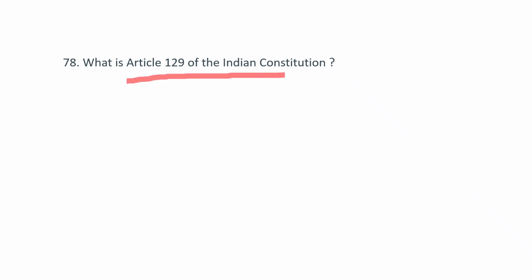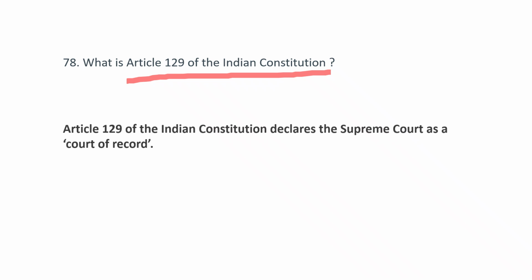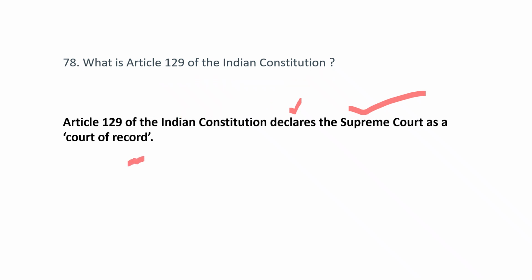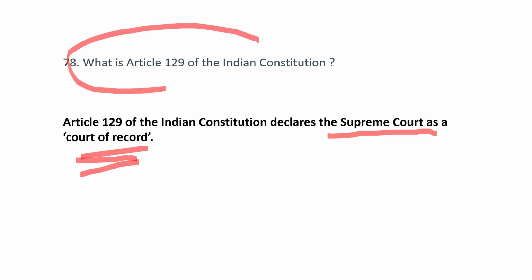What is Article 129 of the Indian Constitution? The answer is, Article 129 of the Indian Constitution declares that the Supreme Court is a court of record. See here, which court is the court of record? It is nothing but the Supreme Court. The Supreme Court is a court of record under Article 129 of the Indian Constitution. Next question.